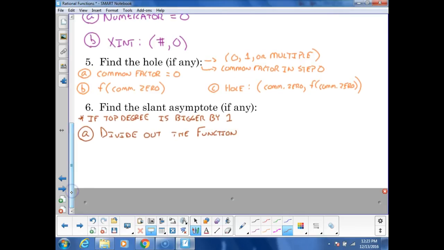Then what do we do? Drop the remainder first. Sorry. I remember. And then our slant asymptote is y equals the linear leftovers, right?